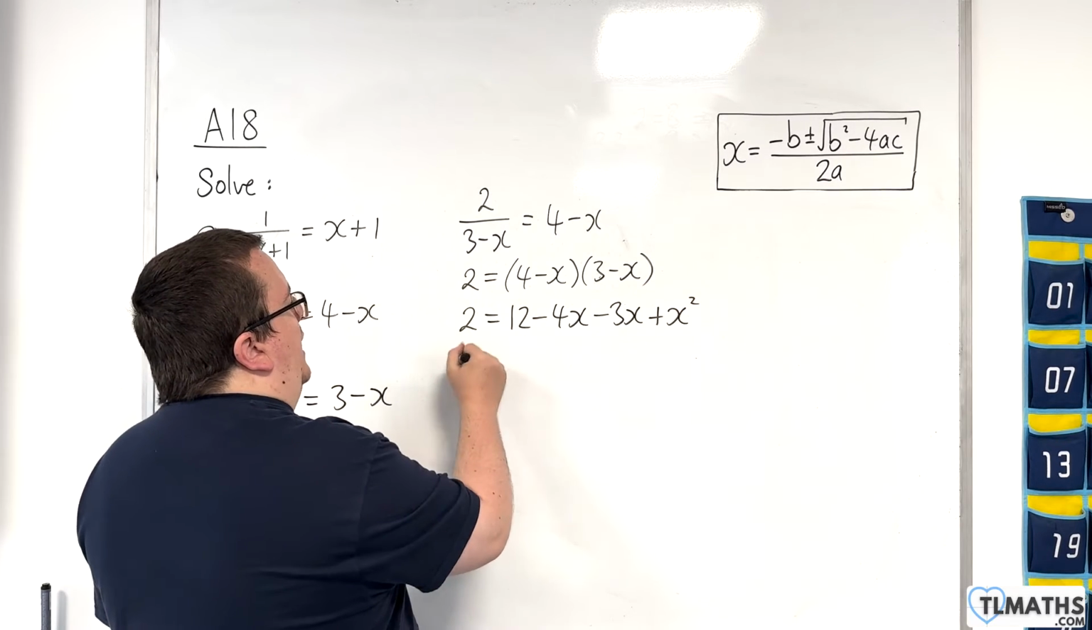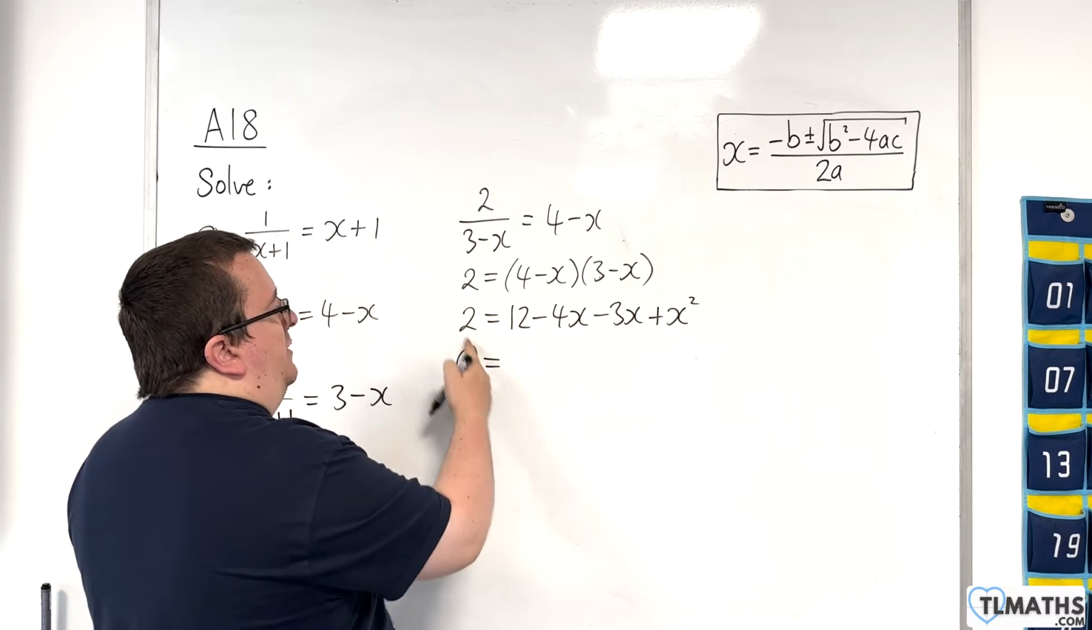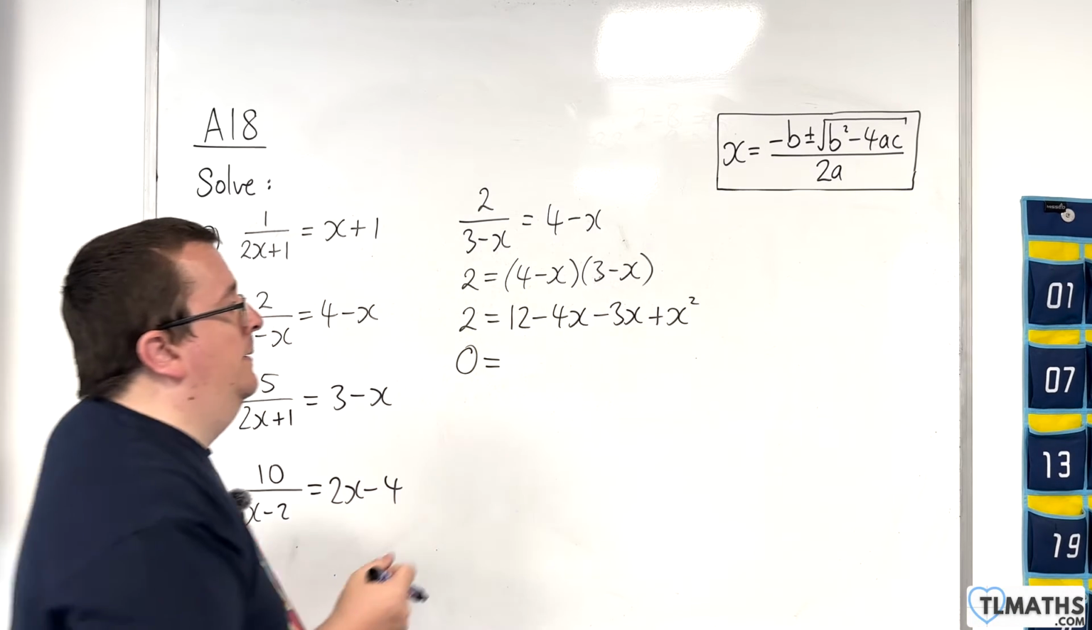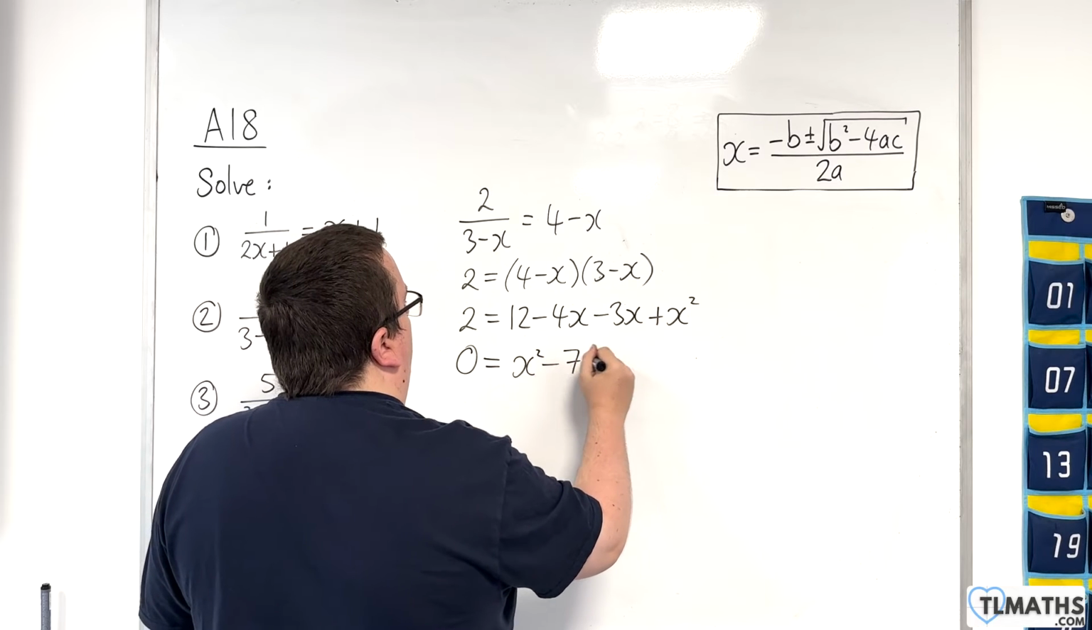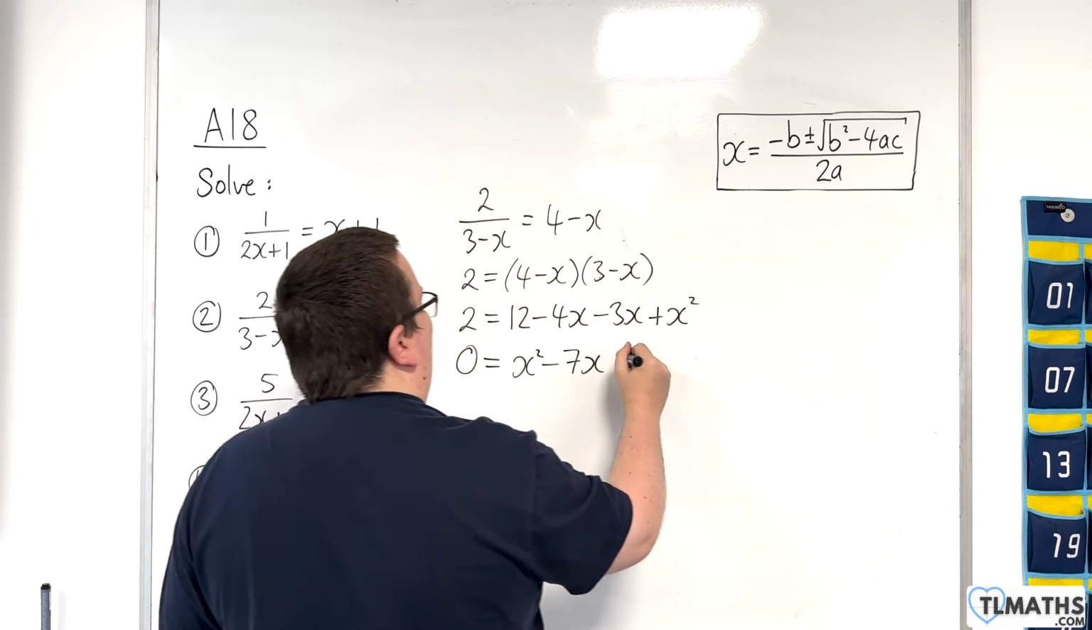Let's tidy this up, keeping everything onto the right-hand side. So I'm going to subtract 2 from this as well. So we'll have the x squared, minus 4x take away 3x is minus 7x. 12 take away 2 is 10.